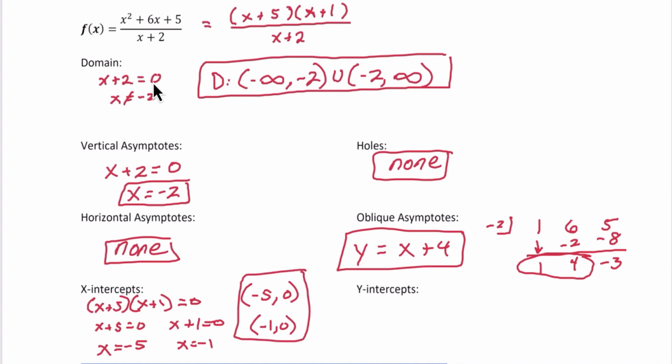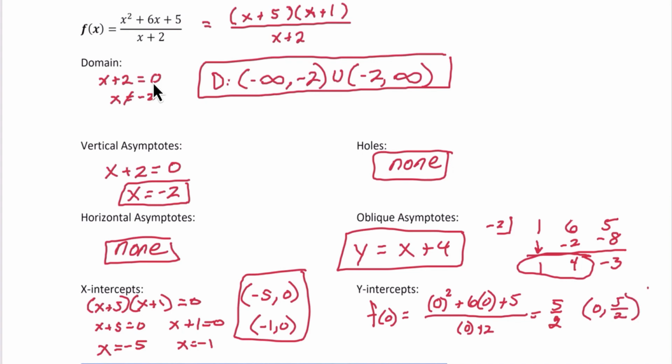To find y-intercepts, we want to make all of the x's 0. And it's easiest if we go back to the original equation and find out what f is when x is 0. We have 0 squared plus 6 times 0 plus 5, divided by 0 plus 2. That is 5 halves. Or as a coordinate, (0, 5/2).